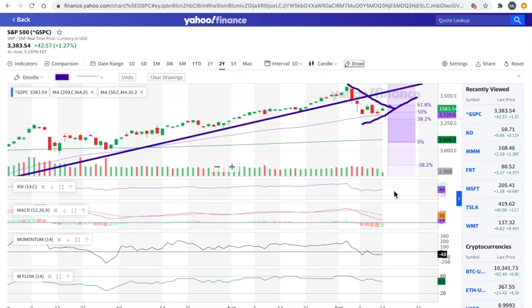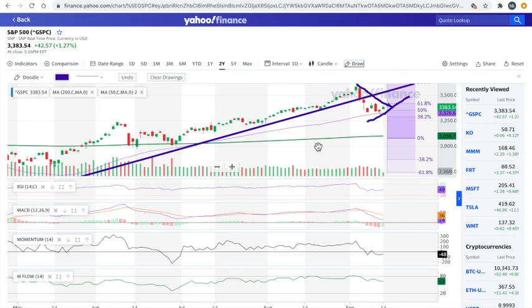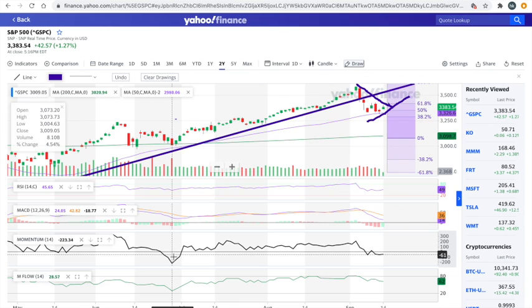But I'm also looking at the RSI strength on the S&P 500. We're down 7% from the highs, and the MACD is also going on the downtrend. I'm also looking at the momentum here, and it looks like we're again going into the negative territory at around negative 48. And back in around June, June 26th, it was around negative 61.